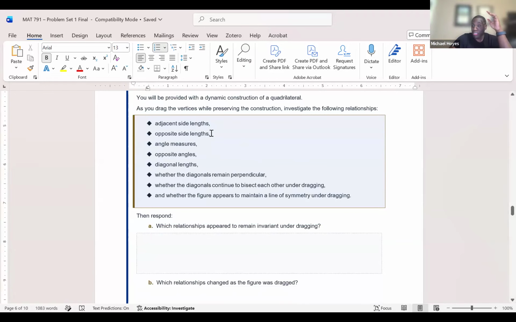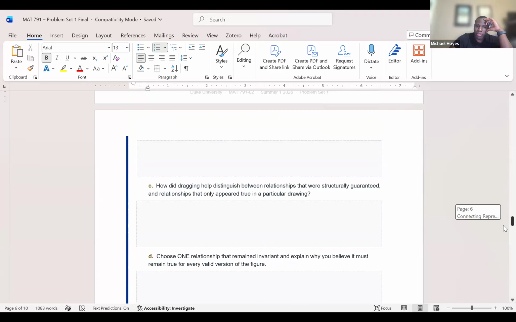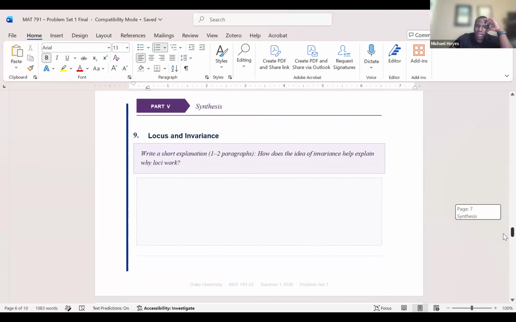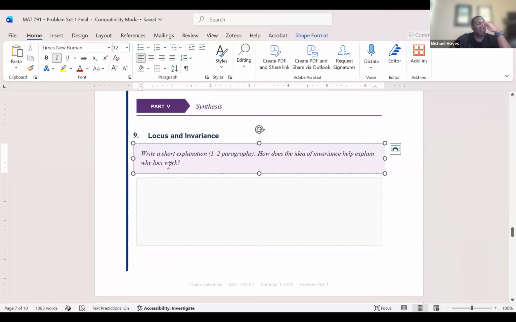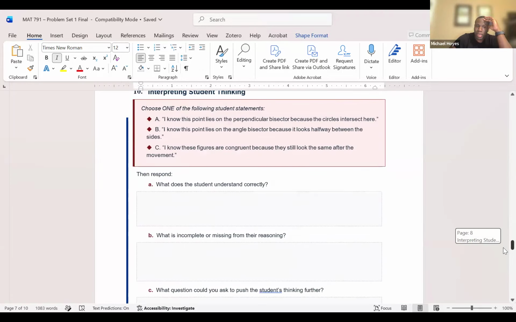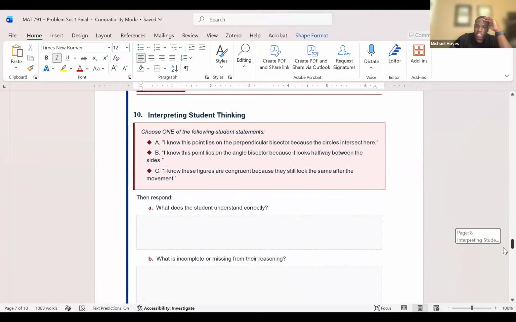I don't know. So I'm going to give you the relationships to speak to, so we know when we're done all the things. And then write a short definition of how invariance helps explain why loci work. So the role of the word invariance when you're speaking about loci. All right. And then another one, because we're teachers, it's always good to throw something in there to think about what teachers or students are doing. I recognize this is not a methods class, but we do want to be thinking forward about utilization.